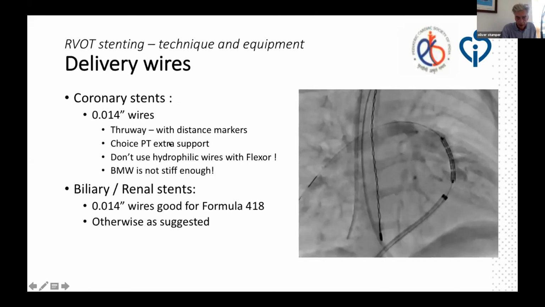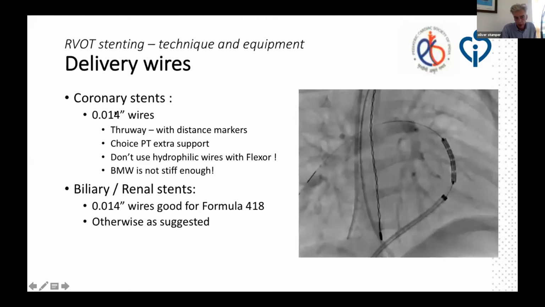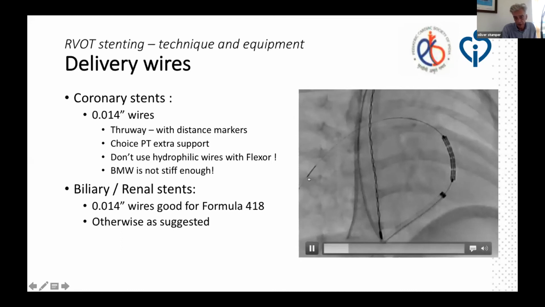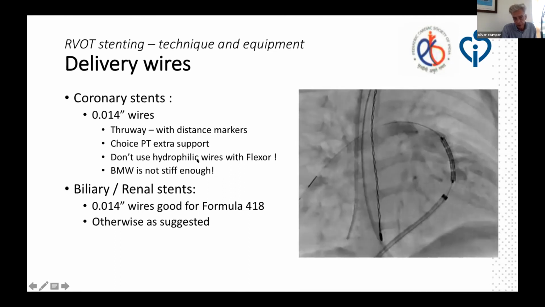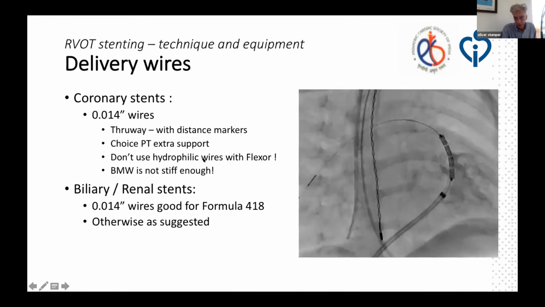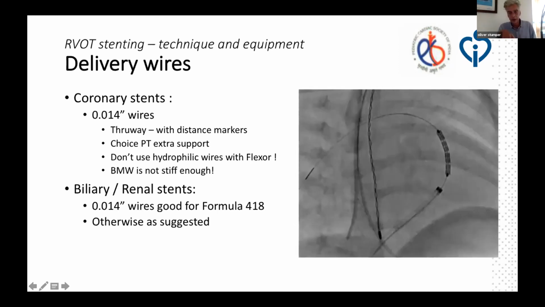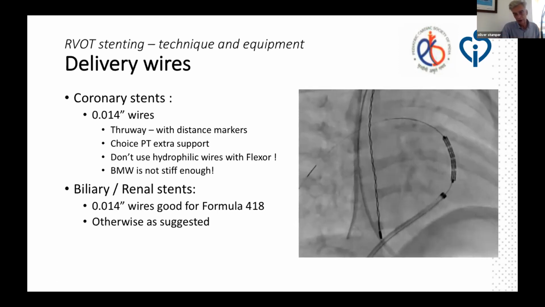And yeah, for coronary stents, we would use 014 wires. I prefer Through-way wire, which is fairly stiff, but has nice distance markers also, Choice PT Extra Support. I would strongly advise against using hydrophilic wires with the Flexor sheath because they work together, and normally the wire actually gets extruded.